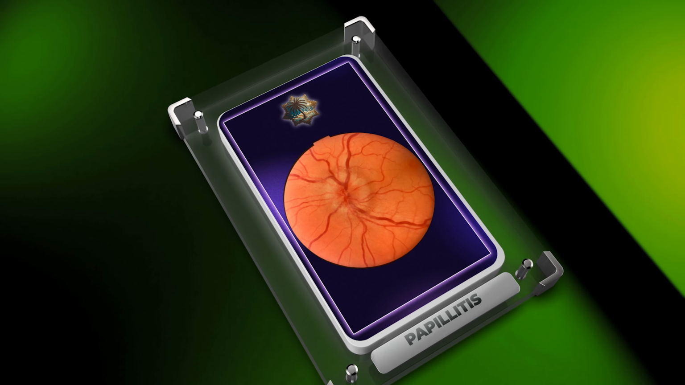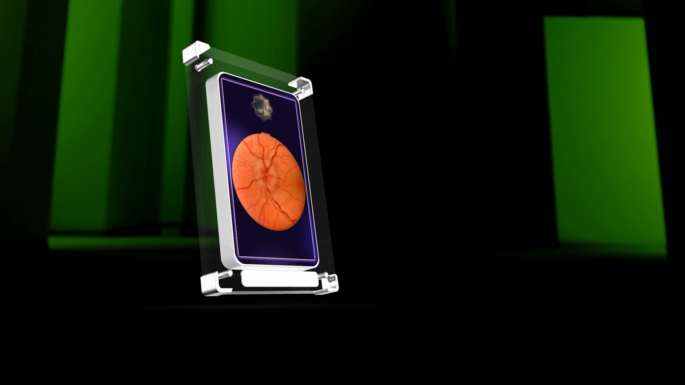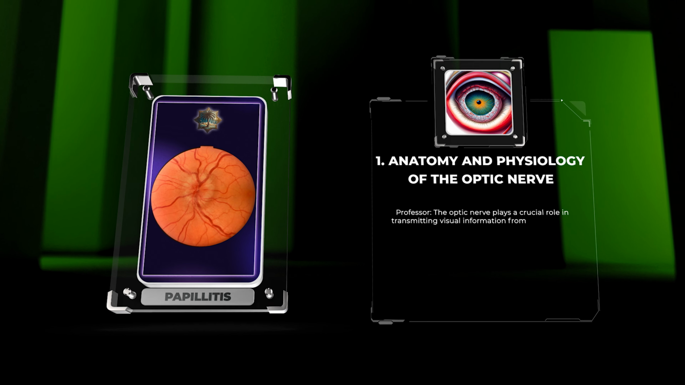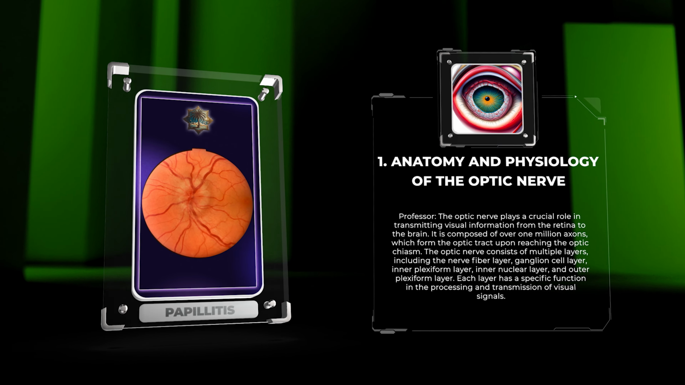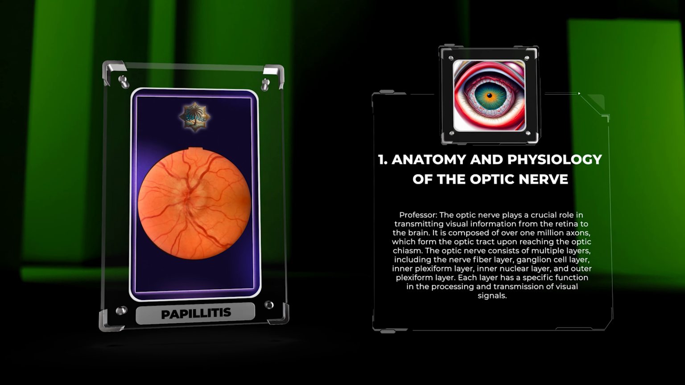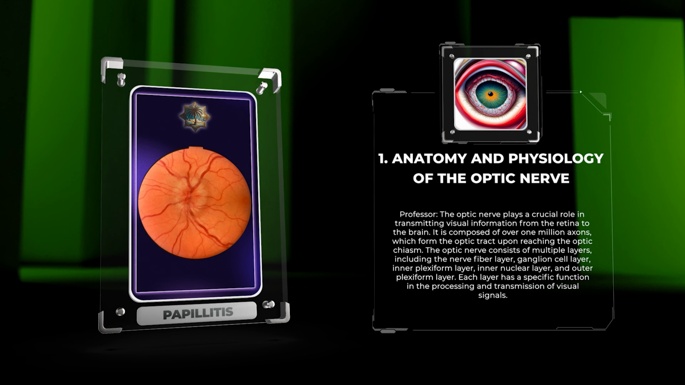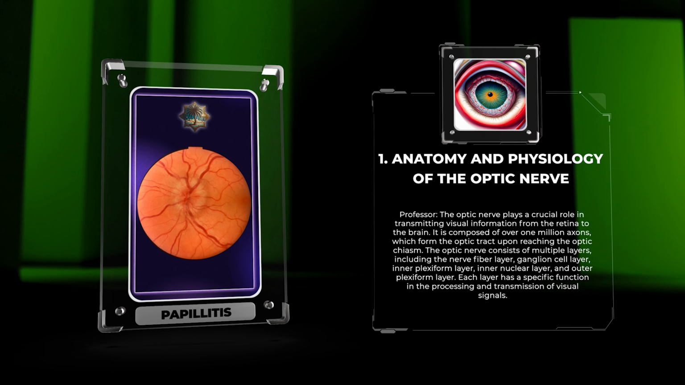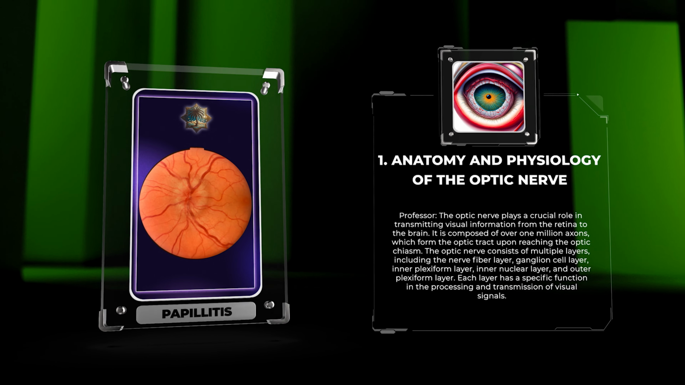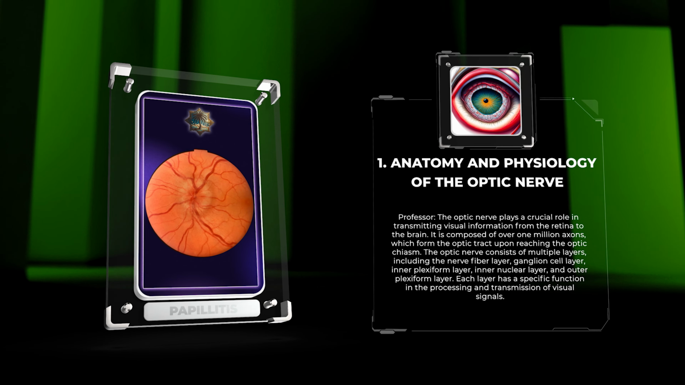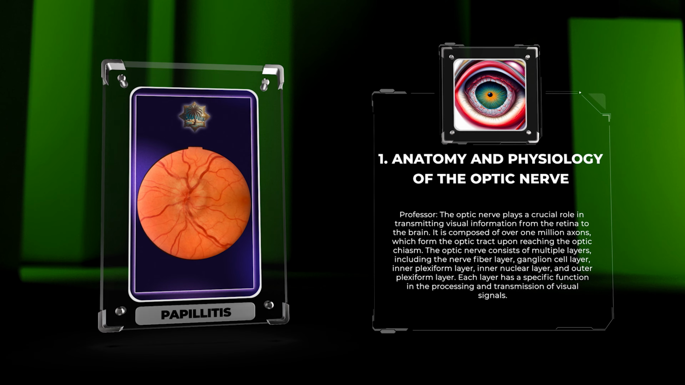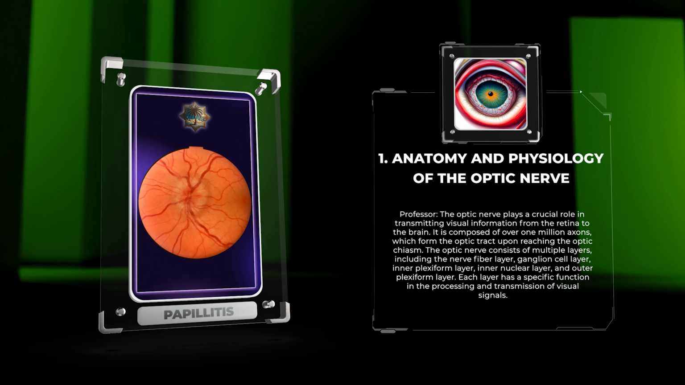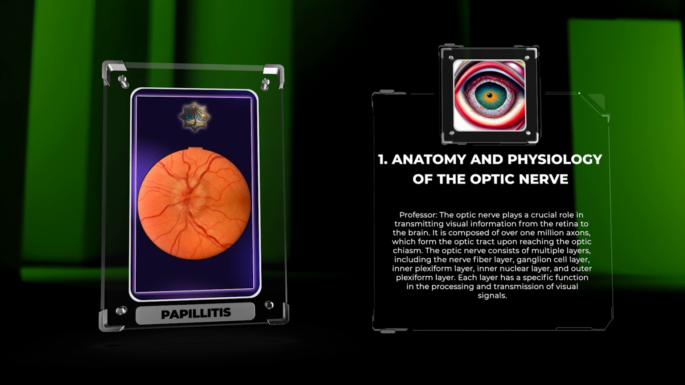Professor, the optic nerve plays a crucial role in transmitting visual information from the retina to the brain. It is composed of over 1 million axons, which form the optic tract upon reaching the optic chiasm. The optic nerve consists of multiple layers, including the nerve fiber layer, ganglion cell layer, inner plexiform layer, inner nuclear layer, and outer plexiform layer. Each layer has a specific function in the processing and transmission of visual signals.